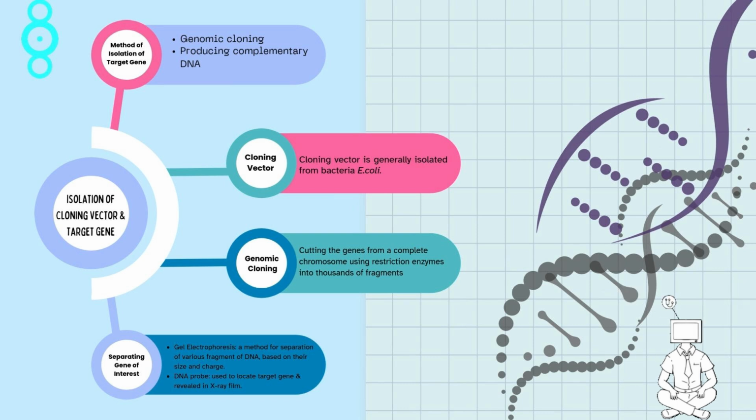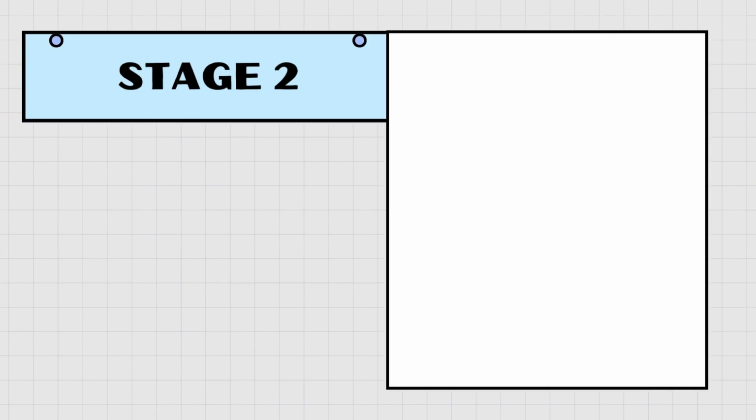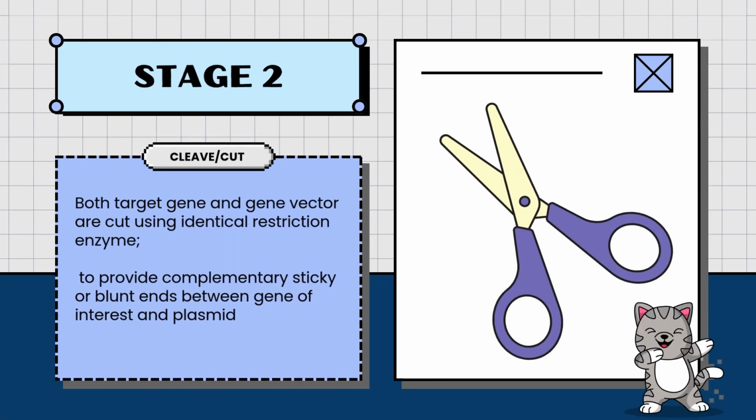After that, to separate the gene of interest from all the thousands of fragments of genes that are cut, there are 2 methods, which is gel electrophoresis, a method for separation of various fragments of DNA based on their size and charge. There is also the method of using a DNA probe to locate the target gene and reveal it through X-ray film. Next, in the second stage, the process is to cut or cleave both the target gene and gene vector using identical restriction enzymes to provide a complementary sticky or blunt end between the gene of interest and plasmid.